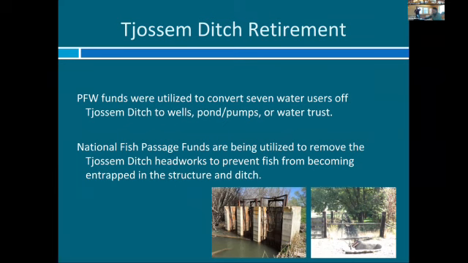Just an example of how we coupled Partners Program and Fish Passage Program together. We had a ditch retirement near Ellensburg as well, so we needed more CFS back in the river. So we converted seven water users off of the ditch, 2 wells with PFW funds, and then National Fish Passage came in and helped out with the structures and the ditch itself.